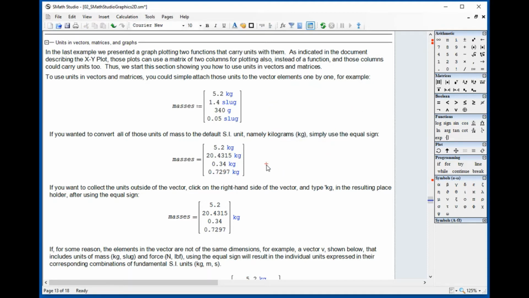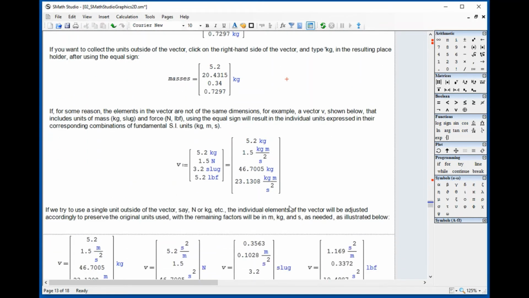Now, if you wanted to produce a result like this, what you have to do is click on the right-hand side of your last result, where you have kilograms, and type apostrophe kg right here, and then you get this result. Actually, you could have done it right here. Well, no, you actually have to make a masses equal to produce the change of units. So we've done that, and that was the result that we started with, and this is what we ended up with.